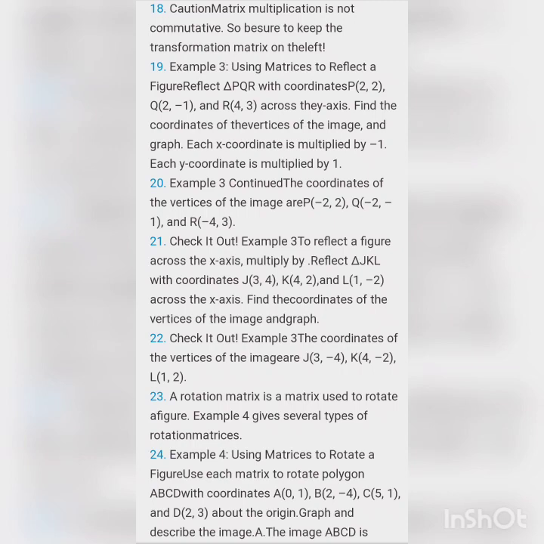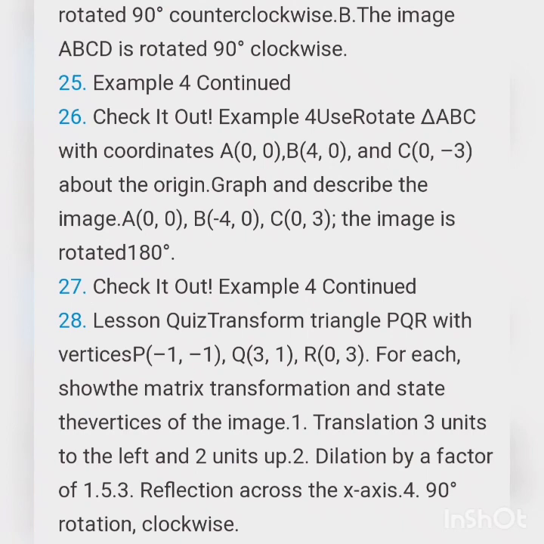A rotation matrix is a matrix used to rotate a figure. Example 4 gives several types of rotation matrices. Example 4: using matrices to rotate a figure. Use each matrix to rotate polygon ABCD with coordinates A 0, 1, B 2, 4, C 5, 1, D 2, 3 about the origin. Direction: anti-clockwise, and the image of ABCD is rotated 90 degrees clockwise. Example 4 coordinates: check it out.